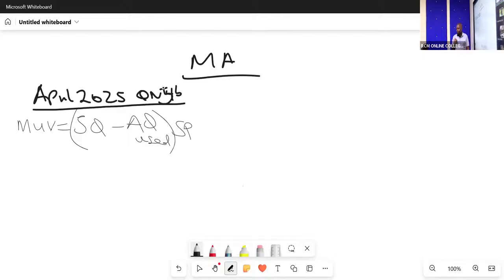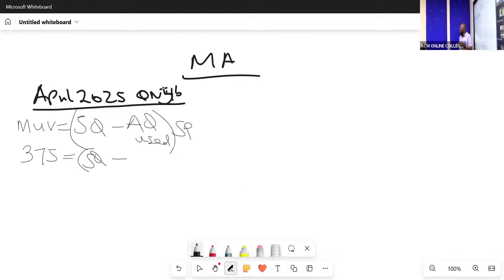How much is it? 375. So 375, is it favorable or adverse? If it's favorable, in my equation, I will leave it as positive. So 375 equals, in brackets, standard quantity, which we do not know, minus actual quantity of materials. Actual quantity of materials, 6435?